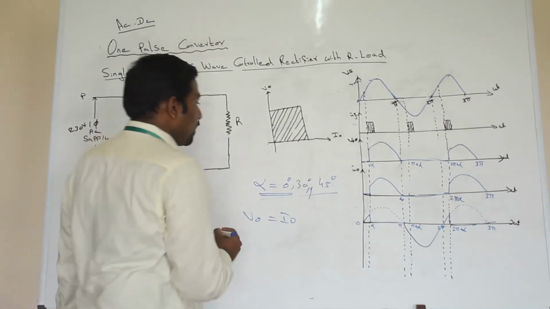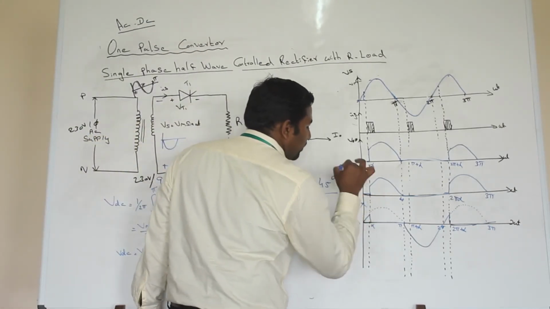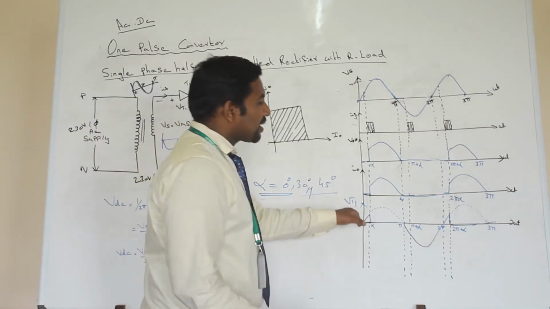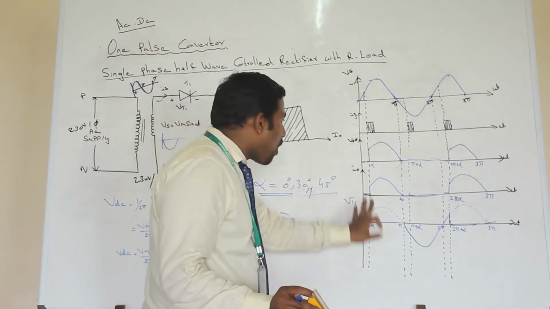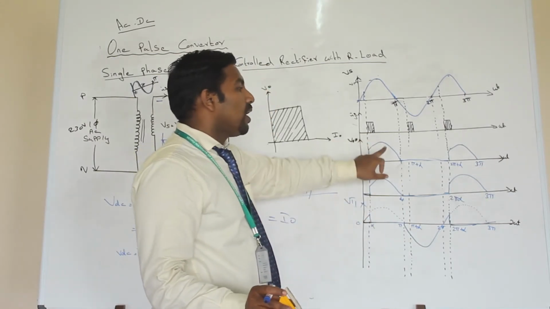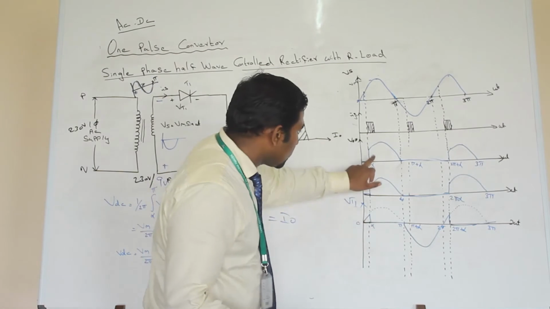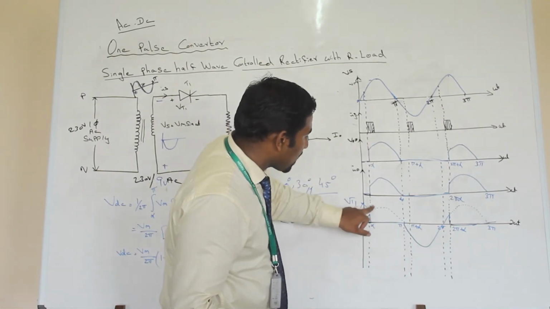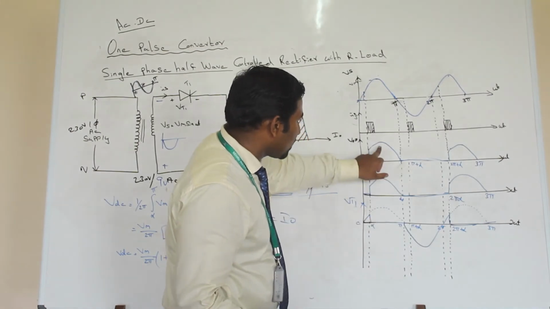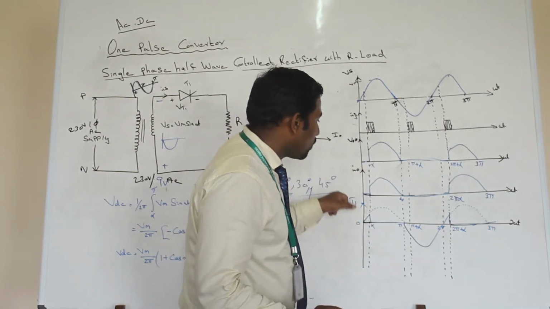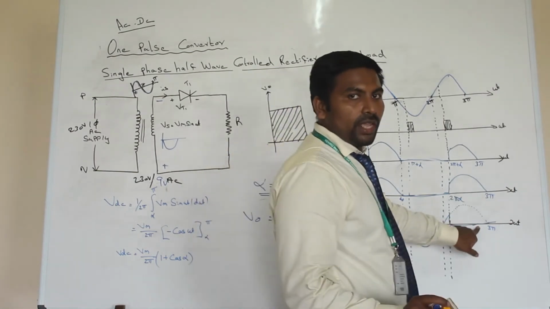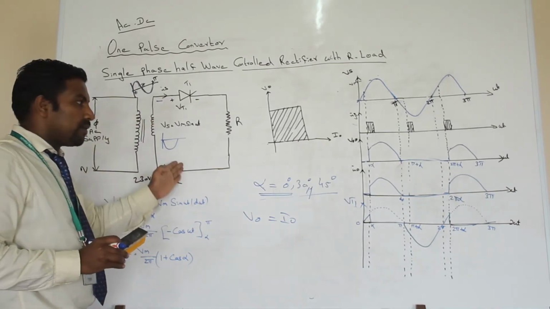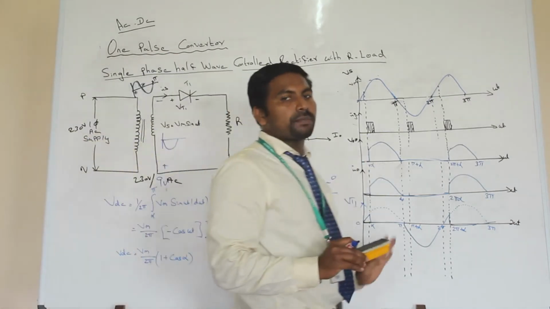Then the next waveform is the voltage across the thyristor VT1. The voltage across the thyristor VT1 is the opposite of the voltage V0. You can see the waveform. Wherever V0 is conducting, you won't have voltage across the thyristor. Wherever V0 is not conducting, you will have the voltage across the thyristor VT1. This is a diagrammatical and graphical representation.